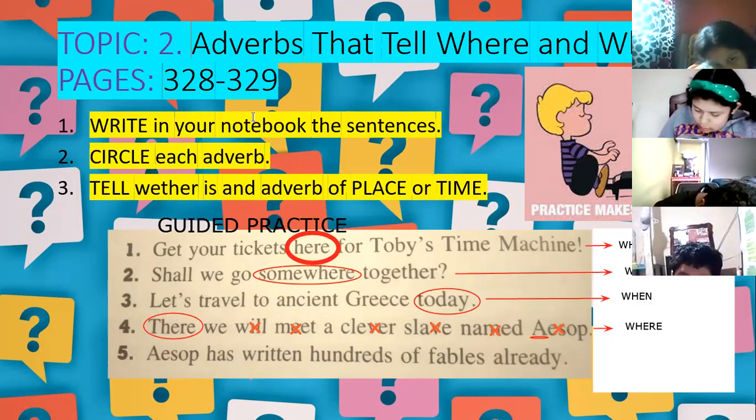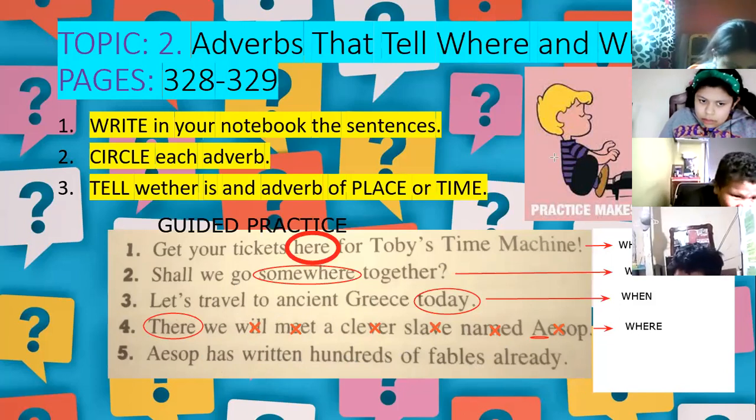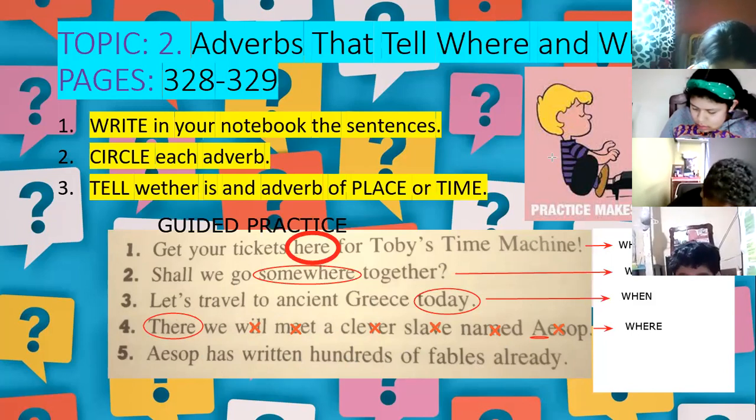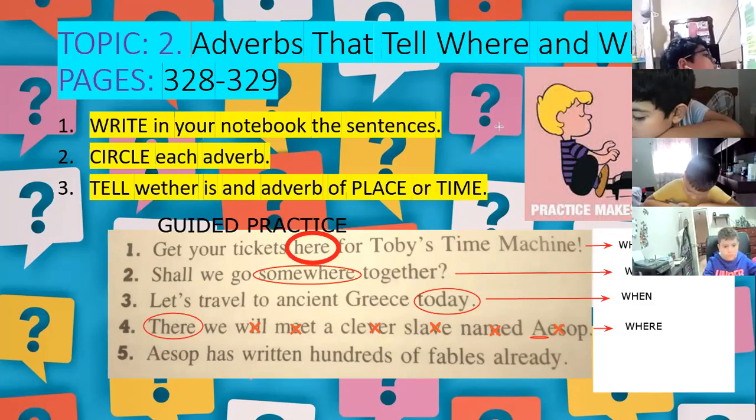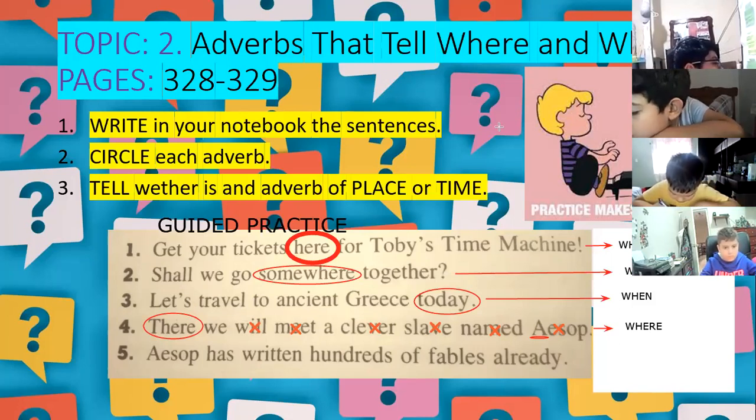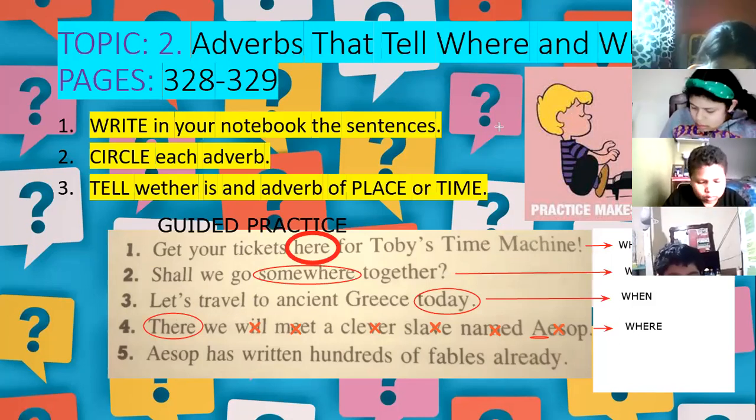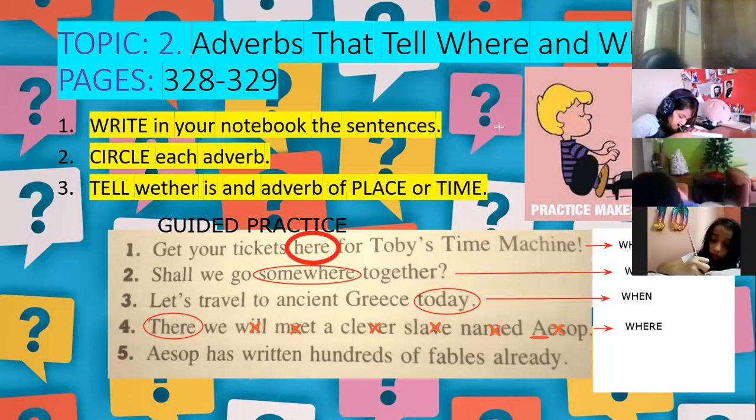The last one, we are over time. Aesop has written hundreds of fables already. Please, Meg, go to the bathroom. We almost finished. This is the last one. No, I already finished the copy. Okay, go and come back quickly. Yeah, the students that I mentioned before, Diego, Daniel, Alan, Christopher, Maria Fernanda. This is me.